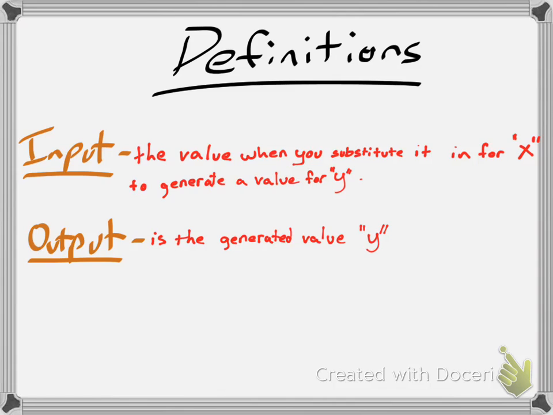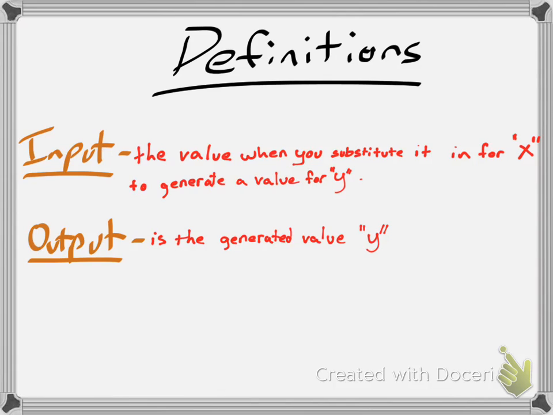So let's go on. Definitions, more. I think this is the last two. Input and output. When you input something into an equation or a function, you get something back. So the value when you substitute it in for x to generate a value for y. It's what you're plugging in for x to get an answer back.